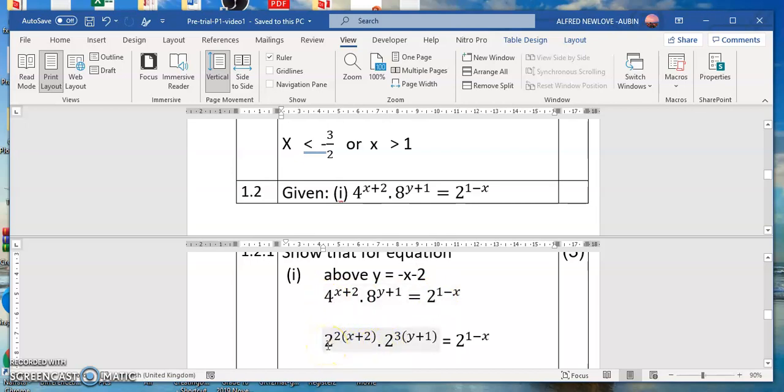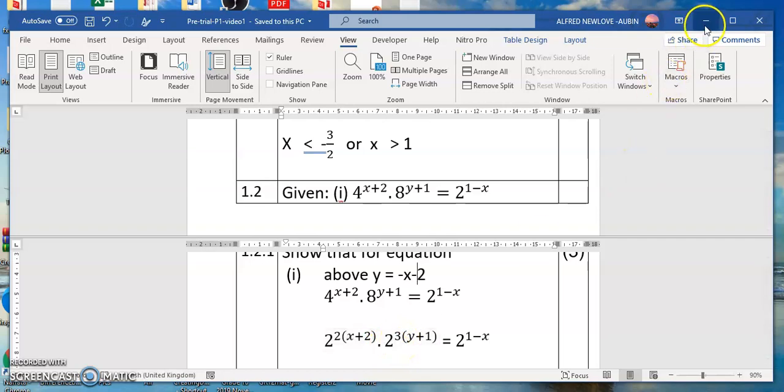So if you check my 4, I can write it as 2 squared. And 2 squared is 4. Remember, x plus 2 is already an exponent. So the 2 is going to multiply. This 2, which is also an exponent, is going to multiply this x plus 2. Then this 8, we can write it as 2 to the power 3.